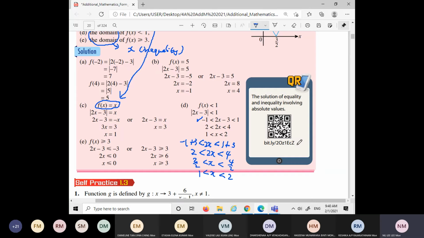Now we go to E. E is the same thing. They are asking for the x in inequality form. So you see the final answer is in inequality form, and this is x. Same as this. So the question is f(x) greater than or equal to 3. So it's greater than or equal to 3.